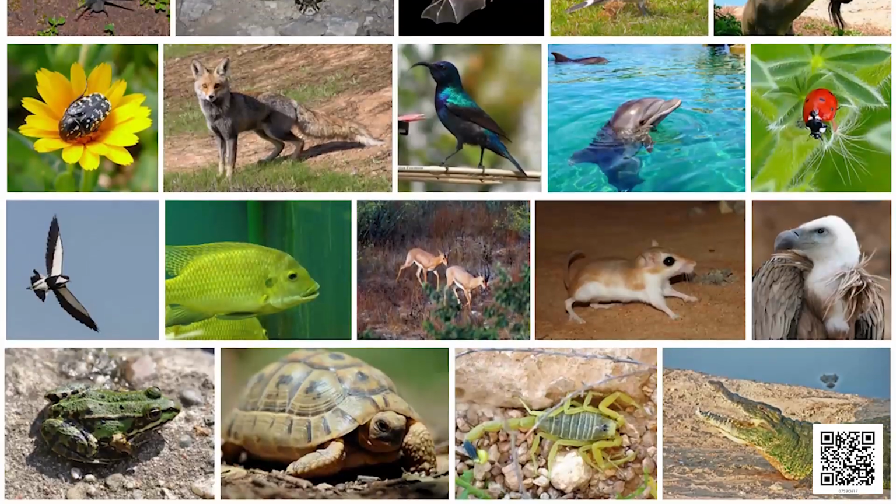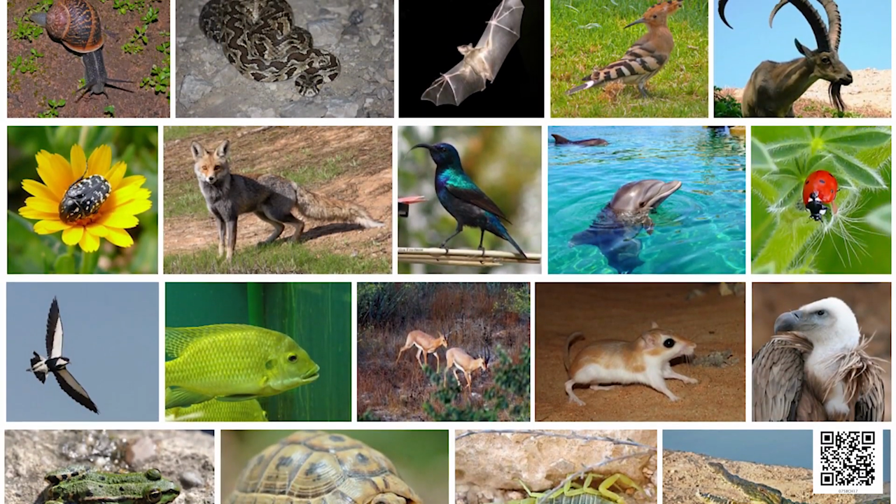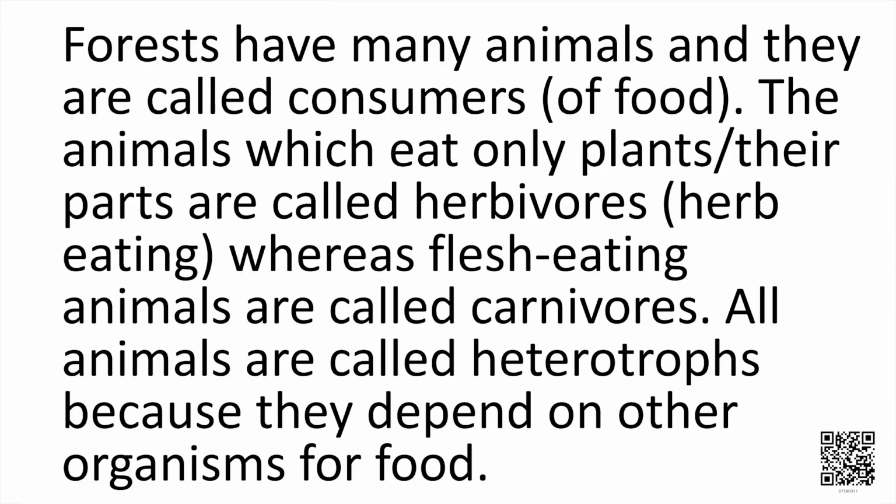So students, forests have many animals and they are called consumers of food. The animals which eat only plants are called herbivores, whereas the flesh-eating animals are called carnivores. All animals are called heterotrophs, because they are dependent for their food on other organisms.